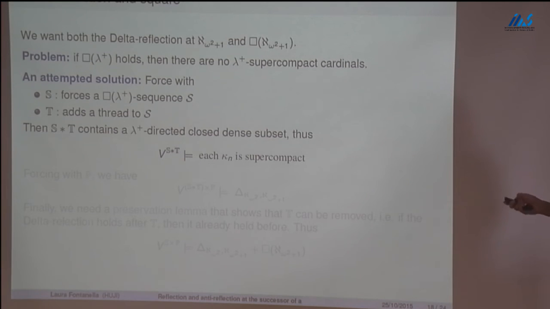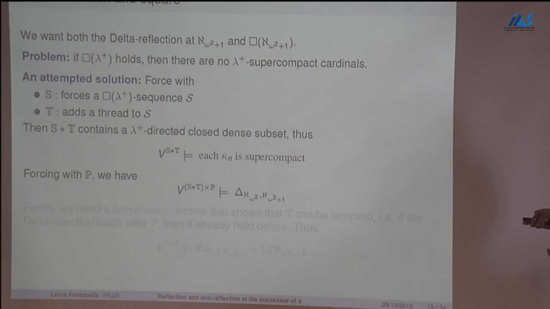So you can assume that the super compact cardinals remain super compact after forcing with directed closed forcing. Here you have that S iteration T is equivalent to a directed closed forcing, and so in this model the super compactness of each kappa n is resurrected somehow. Okay, and so you can use this to force with Magidor and Shelah's forcing, and you would have the delta reflection at Aleph omega squared plus 1.